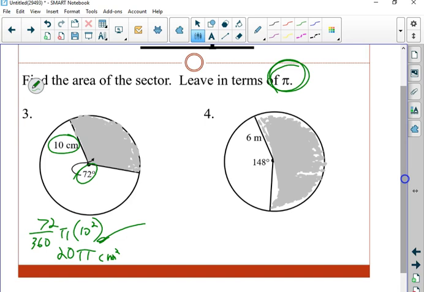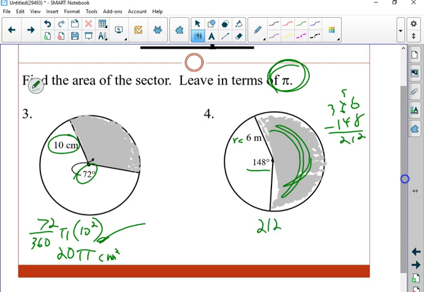6 meters is our radius. Okay, that's our radius right there. Now, we're trying to find the area of this section. We don't have the angle for that section. We have the angle for this section, which is not what we need. Okay? So we need to do 360 minus 148, which is 212. Now, we're going to take 212, which is our angle, divided by 360.